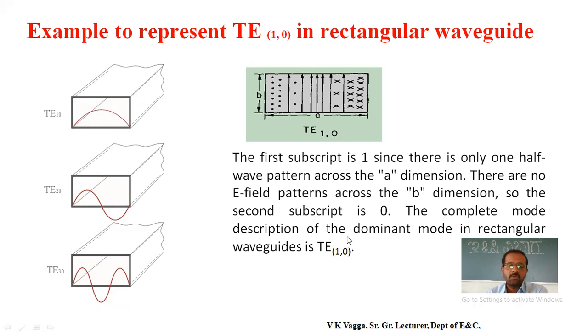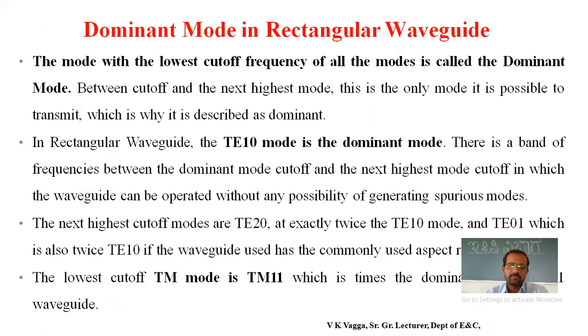And what the 0 is indicating is the 0 along the wall B. Along the wall B, it consists of 0 half waves. This is about the rectangular waveguide and its field representation. And if you take the dominant mode, what actually is the dominant mode?